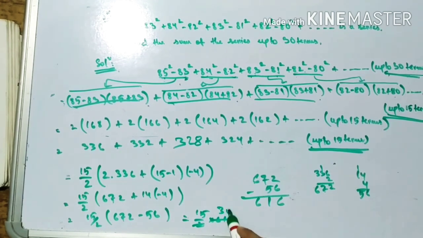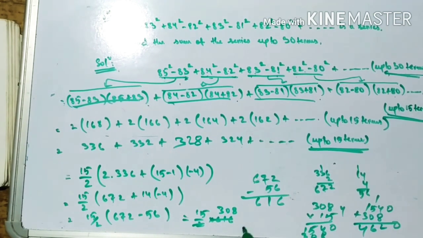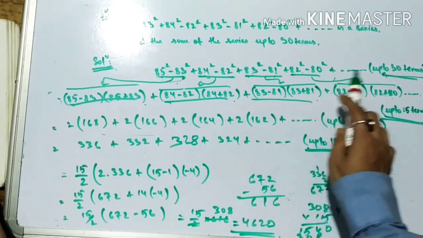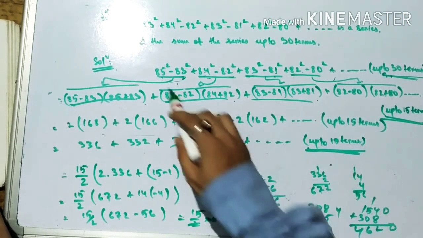So this one I will get 308, and 308 into 15: 5 eights are 40, 5 threes are 15, and so on, adding up. What answer am I getting? It is equal to 4620. This is my answer. Understand? That means if you solve this series up to 30 terms, this is the answer you will get. Understood? This is the series given.